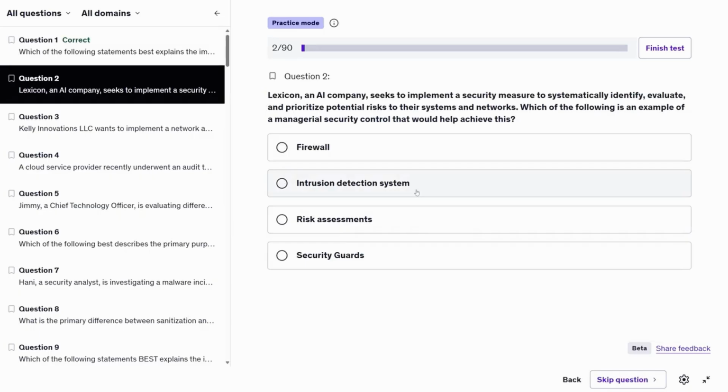Question 2. Lexicon, an AI company, seeks to implement a security measure to systematically identify, evaluate, and prioritize potential risks to their system and networks. Which of the following is an example of a managerial security control that would help to achieve this?